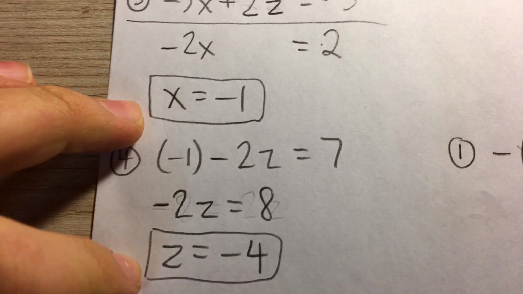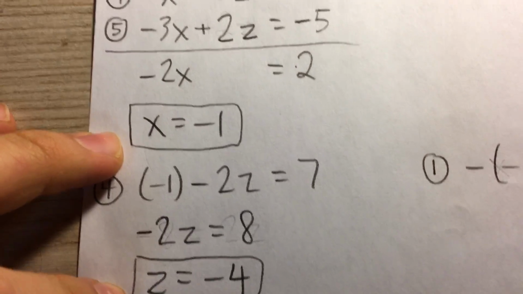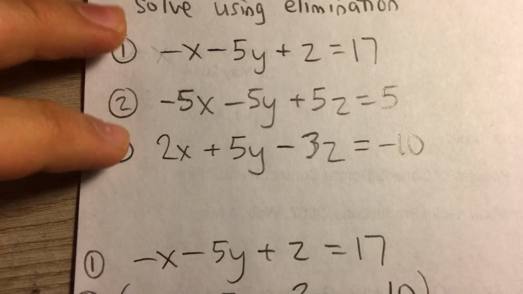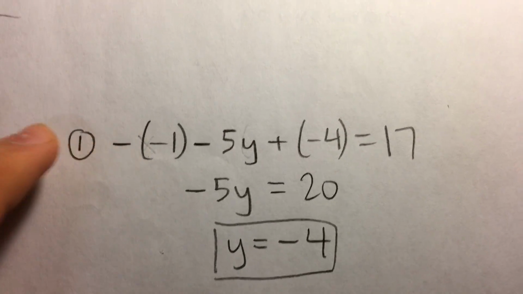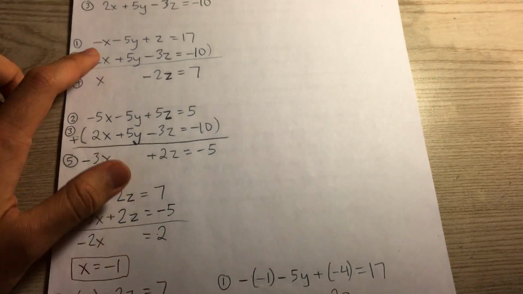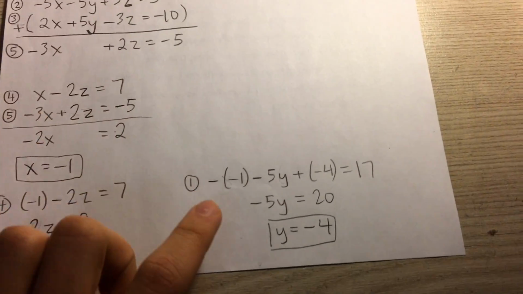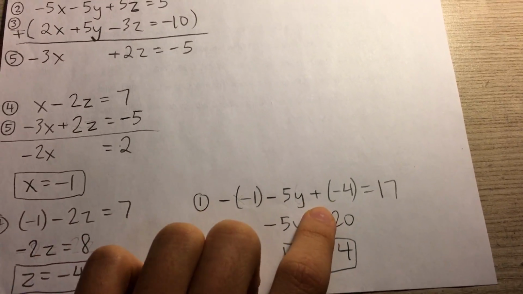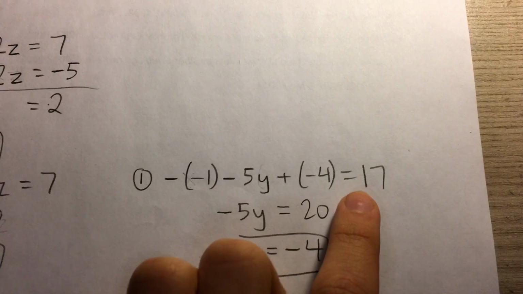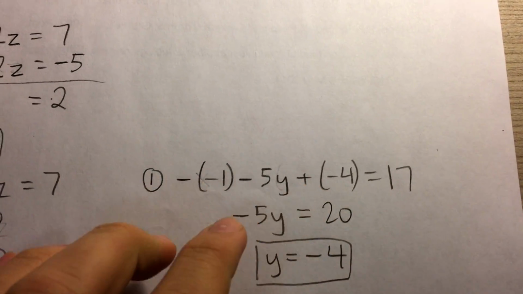Now that we have these two, we can plug it into any of the original equations that has y in it. I just chose equation 1. So that's over here. You can see it's negative x, so negative 1, I plugged in negative 1, minus 5y plus z, which is negative 4, equal to 17.